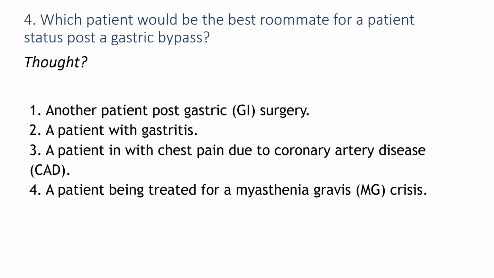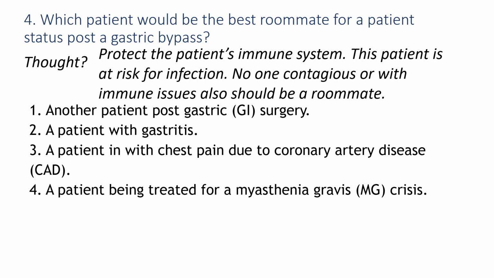The answer here is number 3. So remember again, we need to protect the patient's immune system. This patient being status post-surgery is at risk for infection. Try not to give him a roommate who is contagious or has immune issues themselves, like that myasthenia gravis patient. And also, remember, just because somebody has a similar issue, don't put 2 GI surgeries together if you can help it, because they're both at risk for infection.